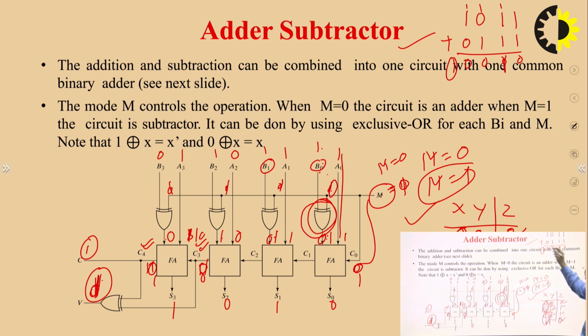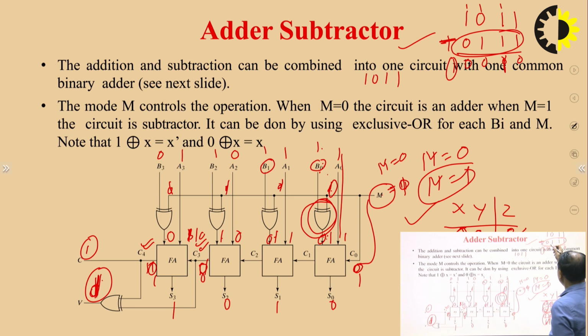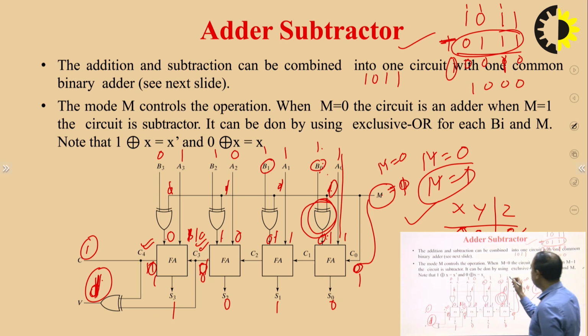Similarly, if we want to perform subtraction, first we have to take the complement of the number. Let's suppose the number is 0 1 1 0 1 1, and take the complement of this number, 1 0 0 0. So how does this happen? We apply the same number over here, but due to M equal to 1, this bit becomes 1, which creates the output as the complement.